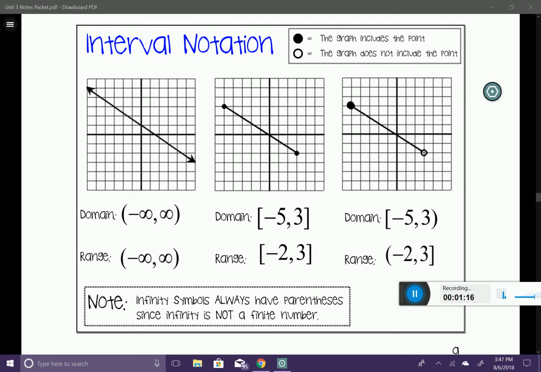Well, to represent that using interval notation, we're going to be using the infinity symbol. So here's how to do it. The domain is going to be negative infinity all the way up to infinity. Same thing for the range, negative infinity up to infinity.